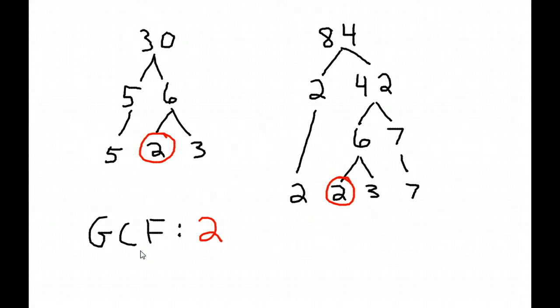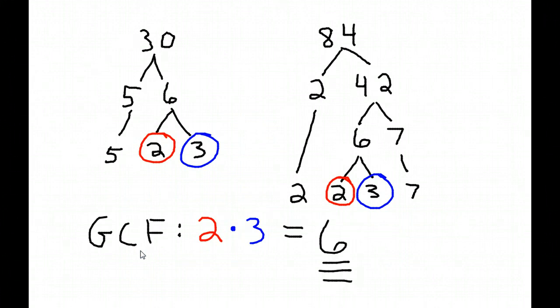Then I'm also going to notice that this one has a 3 and this one has a 3, so I'm going to write that down. There are no other common factors, so I multiply those two together and get 6 as my answer.